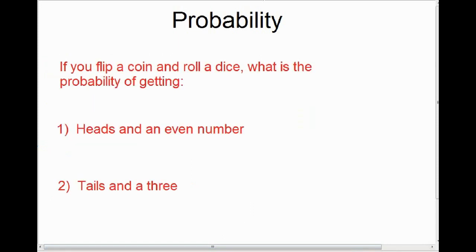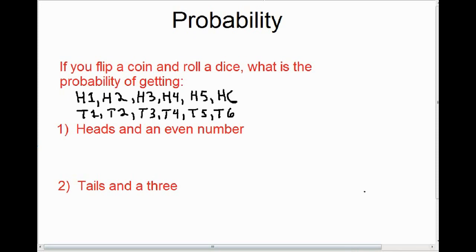So for this next example, we're going to combine 2 experiments. So here we're going to flip a coin and roll a dice, and we want to know the probability of getting heads with an even number or tails and a 3. So first thing I'm going to do is list all of the possible outcomes when we flip a coin and roll a dice. And this is something that we talked about in the last video, so I'm just going to quickly list them. So we know that we could get heads with 1, heads with 2, and so on. We could get heads with any one of the 6 numbers. Or we could get tails with any of the 6 numbers.